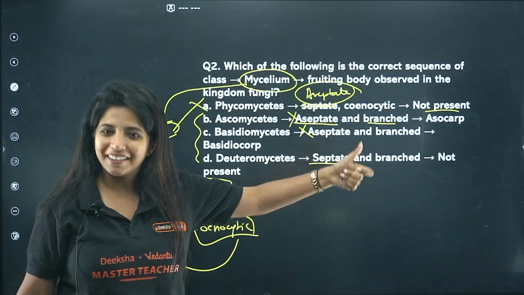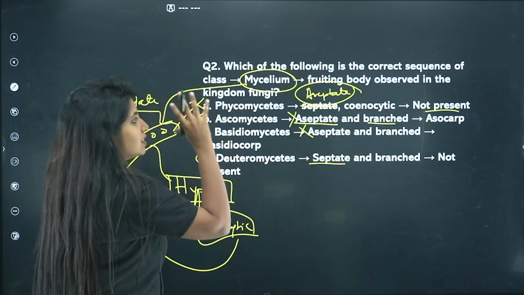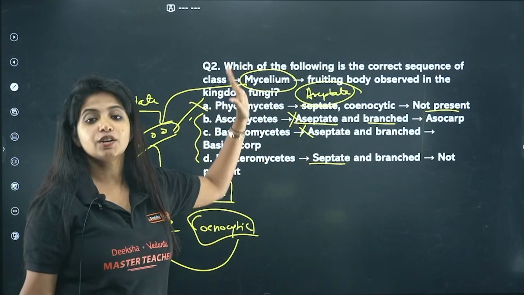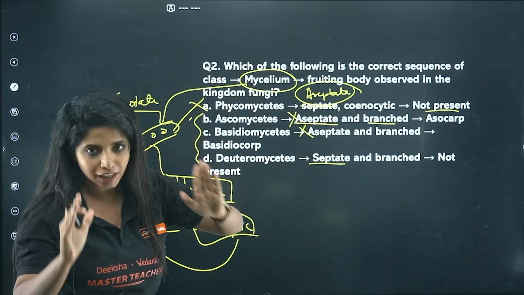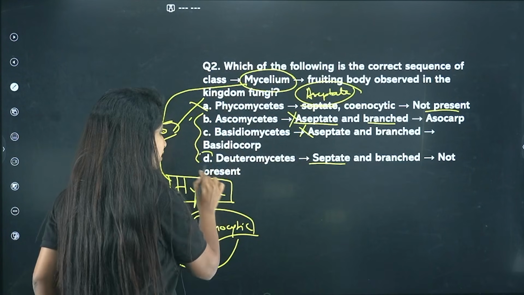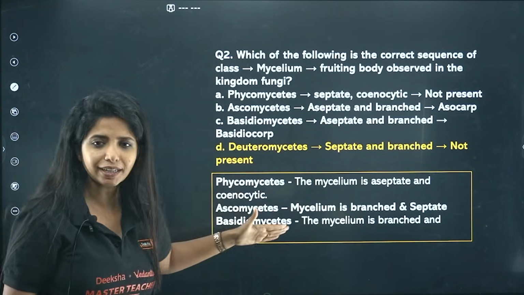Correct. So three of them, always remember, have septa, whereas phycomycetes do not have septa. They are aseptate in condition. Will you remember that? And since everything here is correct, the answer for this particular question is going to be D. If you want to read it, you can read it.